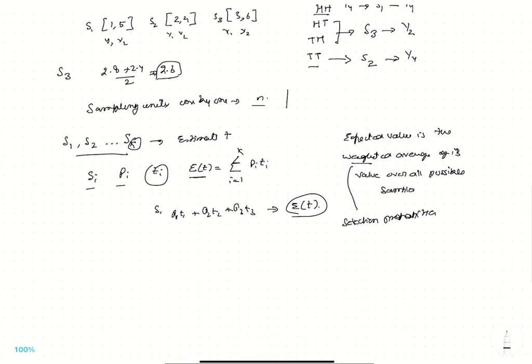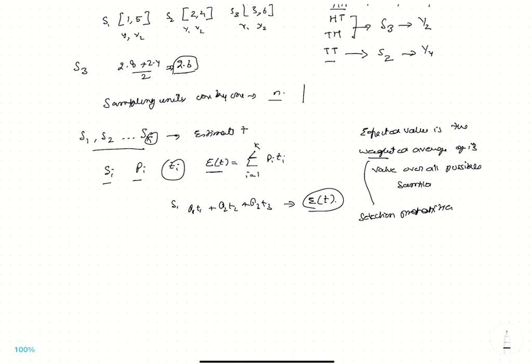Now it is obviously desirable that the expected value of the estimator T is equal to the parameter being estimated. So we would like the expected value of T, which is the sum from i equal to 1 up to k of Pi Ti, to be equal to the parameter theta.